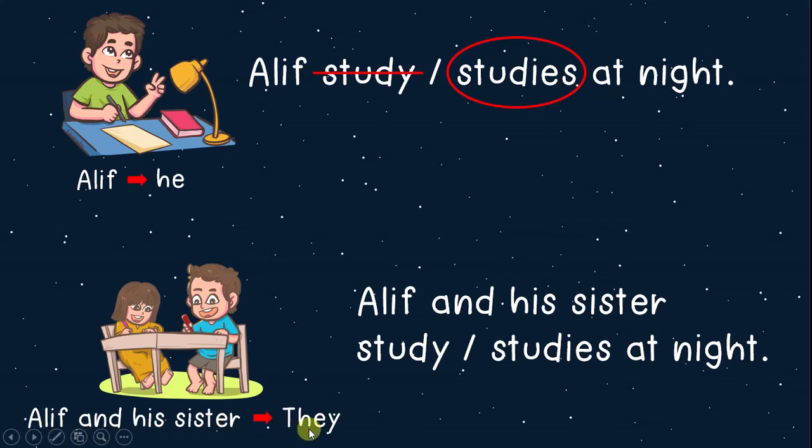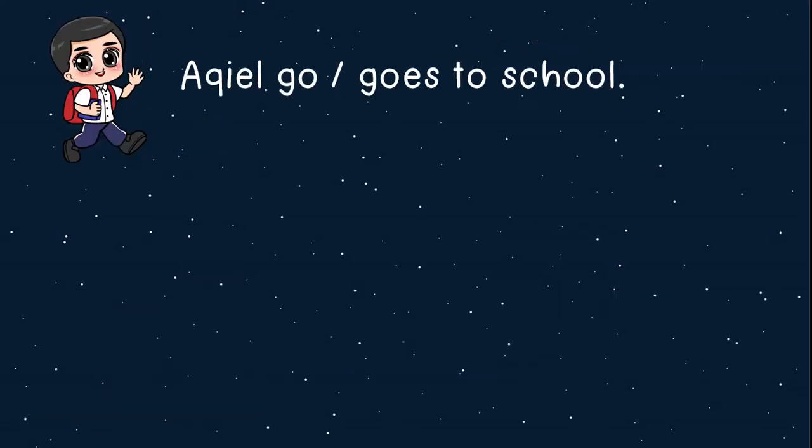So according to the They, We, I, You song, they, we, I, you, got no S. Okay, jadi antara dua ni, which one got no S? The answer should be study. Alif and his sister study at night. Kalau yang ini studies because the subject is singular. This one study because the subject is plural. Okay, do you get it? Dapat tak? Faham tak?